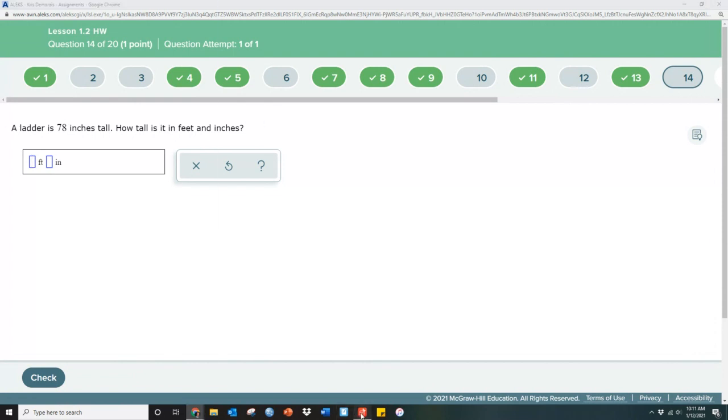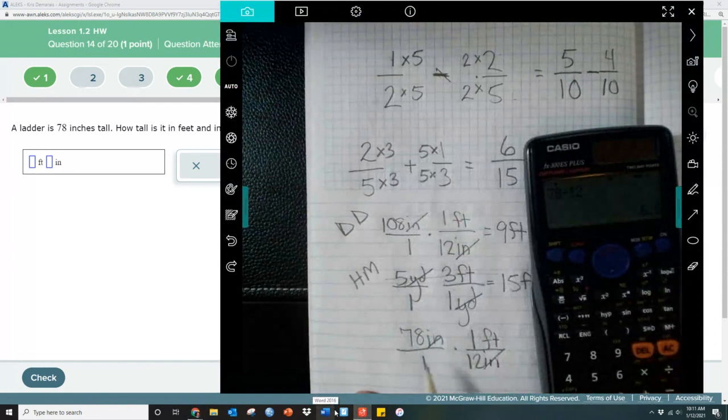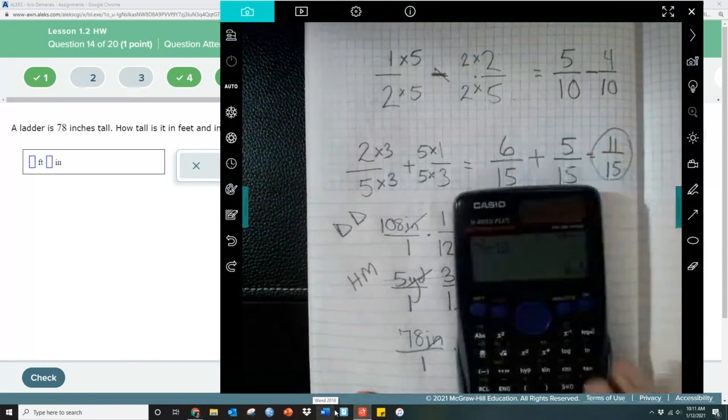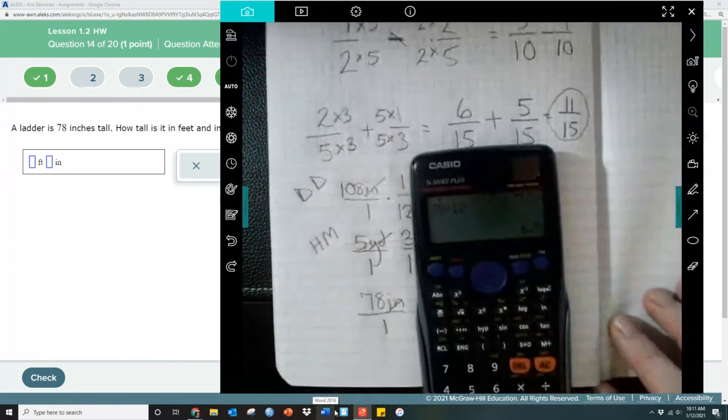Oops, I don't have my work shown. So I did this, and then I did this. I apologize, I thought my screen was showing my work.